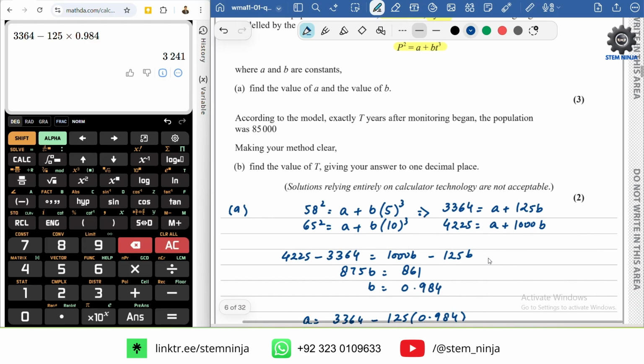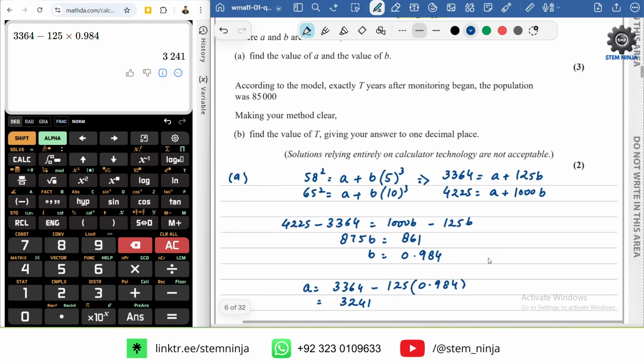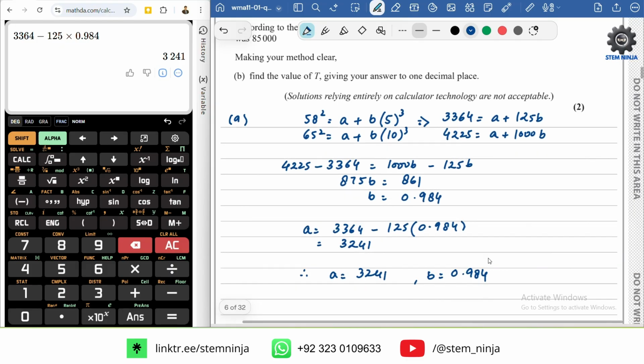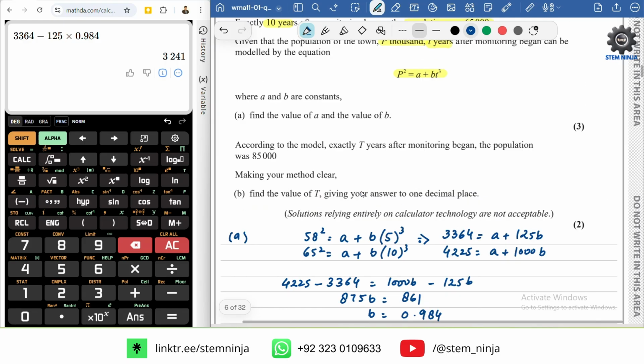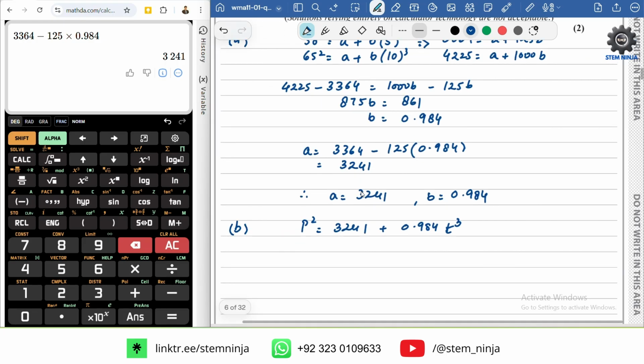Part 4. According to the model, exactly T years after the monitoring began, the population was 85,000. Making your method clear, find the value of T, giving your answer to one decimal place. Okay. So we have P squared equals 3241 plus 0.984 T cubed. 85,000, right? 85. That means this is 85.